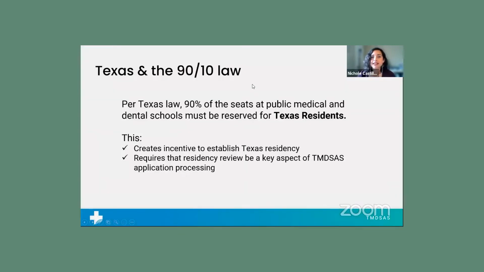So that 90-10 law here in Texas. You might already know that per Texas law, 90% of the seats at public medical and dental schools must be reserved for Texas residents. So what does this mean? A couple things. It definitely creates an incentive to establish Texas residency prior to applying to medical or dental school. And it also requires that residency review be a really important part of TMDSAS application processing. We're going to talk more about what that actually looks like.